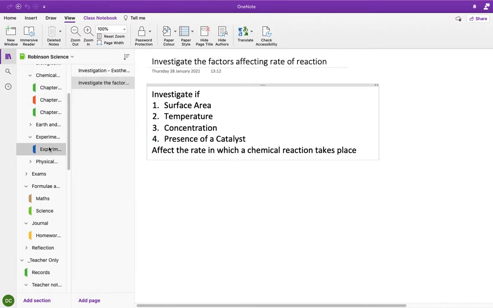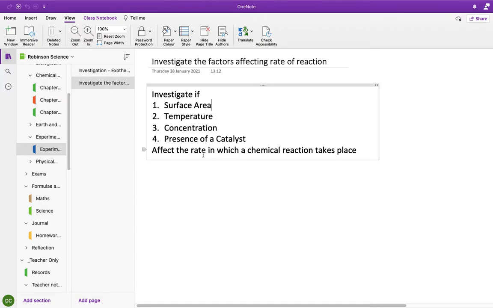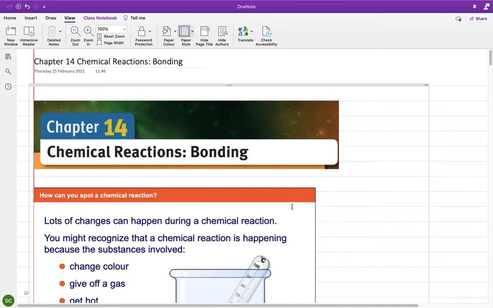We have the exo and endothermic reactions experiment to do, and then we have the 4 rates of reaction experiments to do when we get back. But other than them not being finished, we're going to move on to the next chapter, which is chapter 14. However you view it, fortunately or unfortunately, there's more experiments in this chapter.